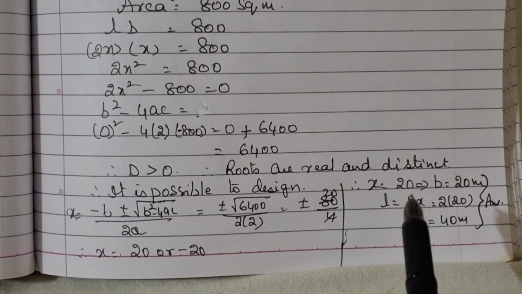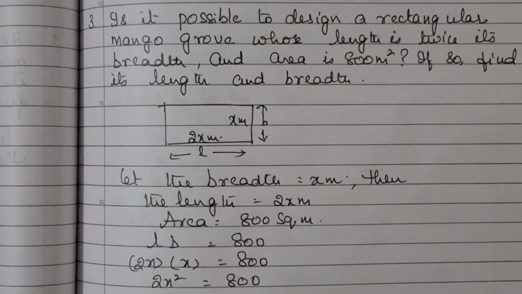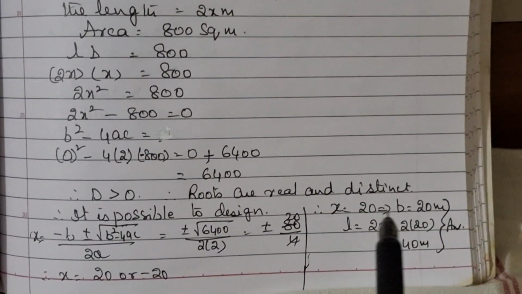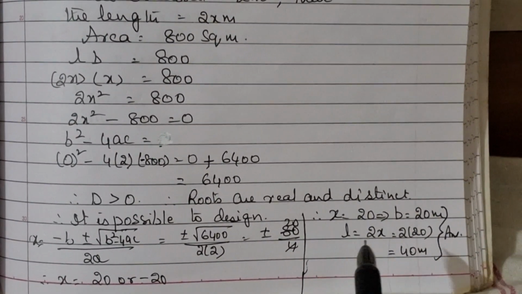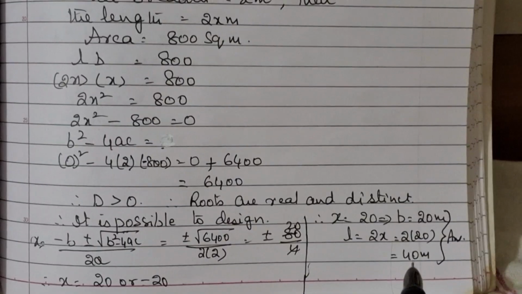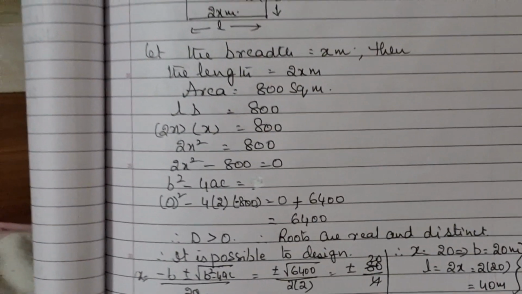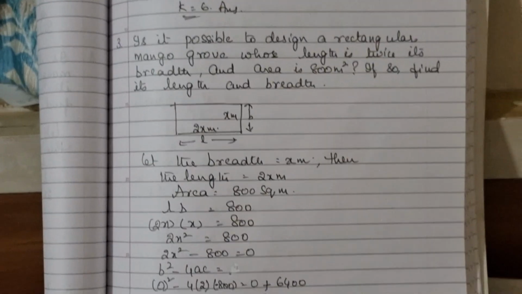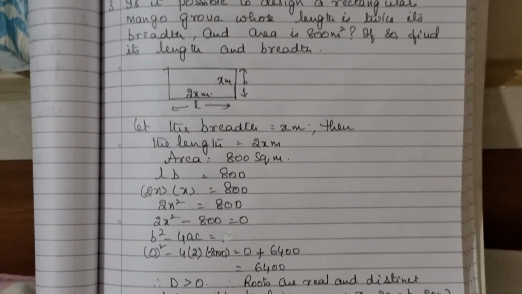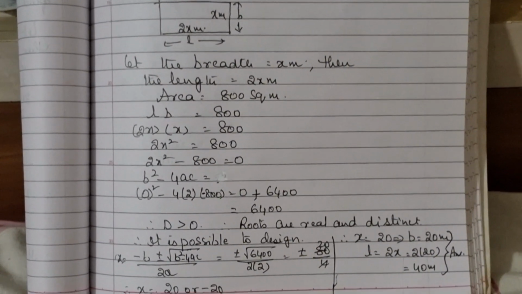If x is 20, x is nothing but the breadth we have considered. So b is 20, and if b is 20, length is 2 into x, 2 into 20, 40. So length is 40 meters, breadth is 20 meters is the answer for this problem, children. So note it down. This is the third problem.